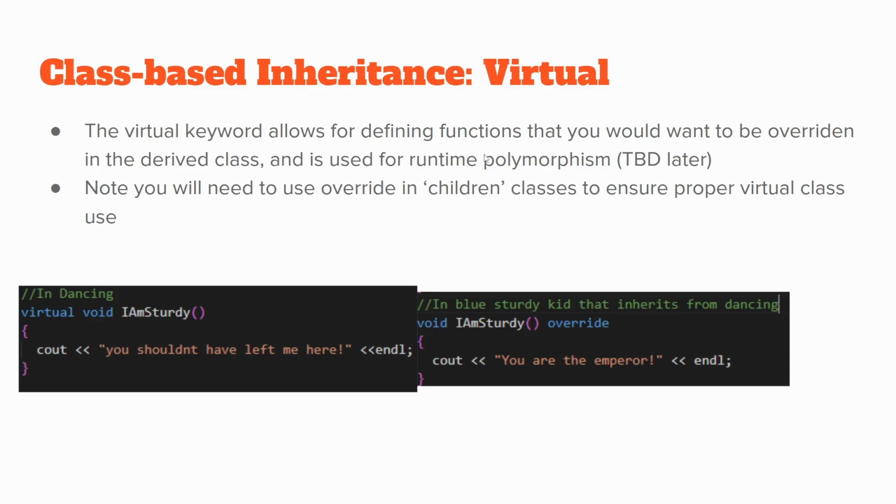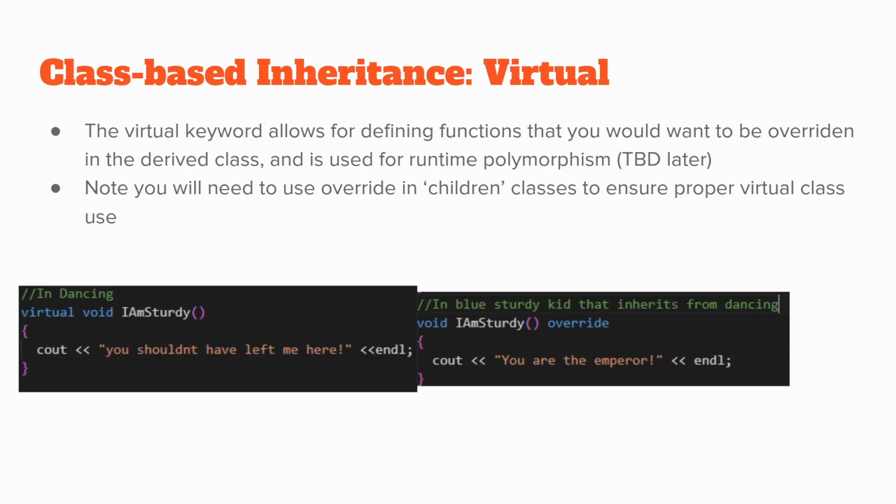Now we'll talk about the virtual keyword. The virtual keyword in C++ is a special keyword for classes that allows for defining functions that you would want to be overridden in a derived class, and is primarily used for runtime polymorphism, which I will discuss later. And note, you will need to use the override in children classes to ensure proper virtual class use.